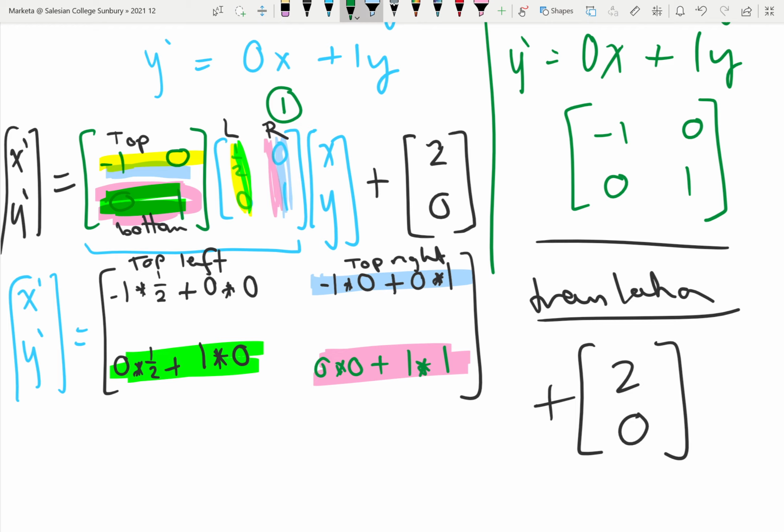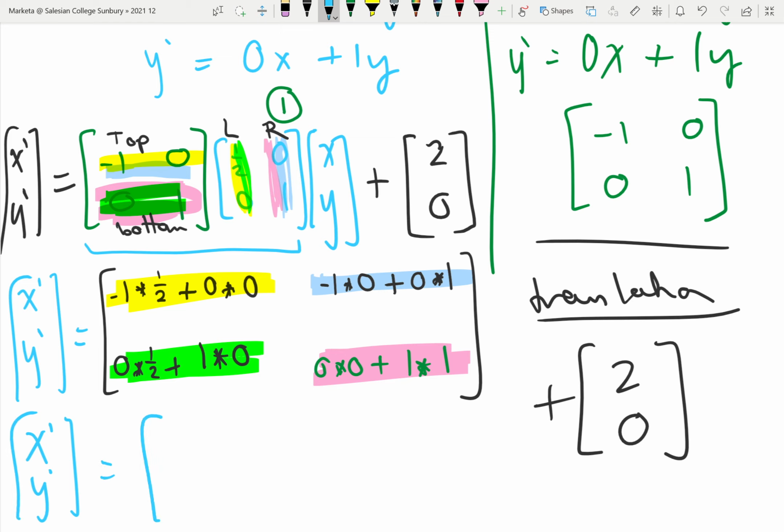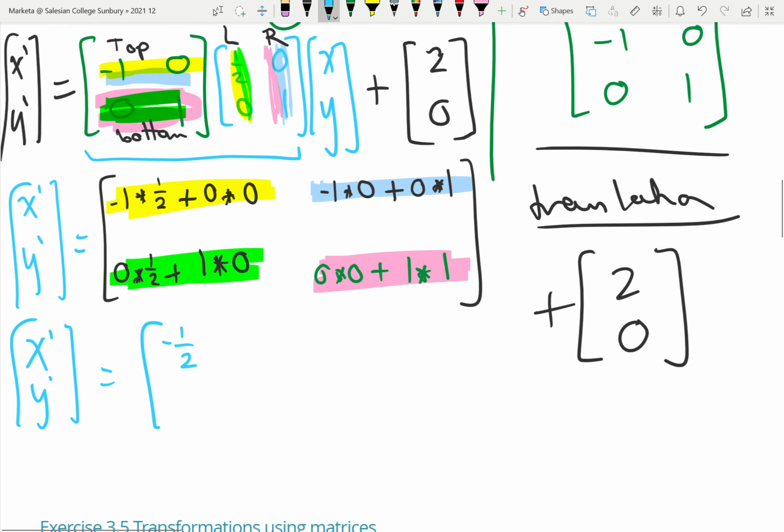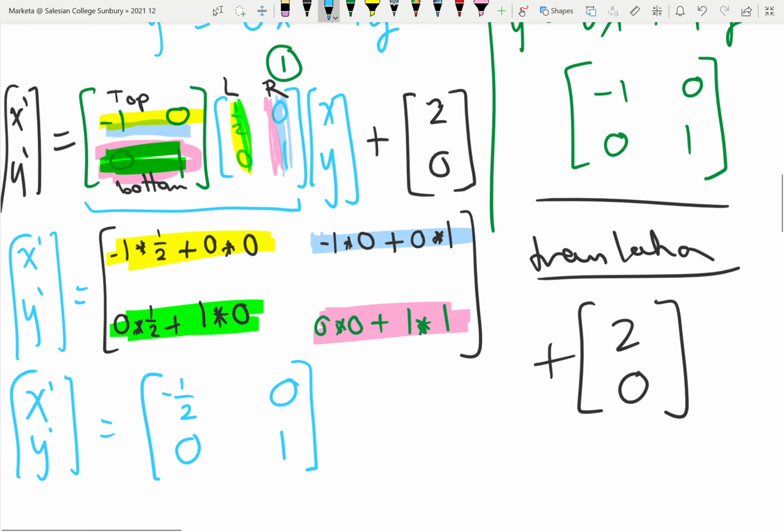Okay, so now that I've done that, let's neaten that up. And really, you can probably do those things in your head so you can get those values straight away. You don't need to write 1 times half and 0 times 0 and stuff like that. So let's do that. I'm going to get -1 times half is -half plus 0 times 0 is 0. 0 times half is 0 plus 1 times 0 is 0. -1 times 0 is 0 plus 0 times 1 is 0. And 0 times 0 is 0 plus 1 times 1 is 1. So this is my dilation / reflection matrix. So that's the combination of those two transformations.